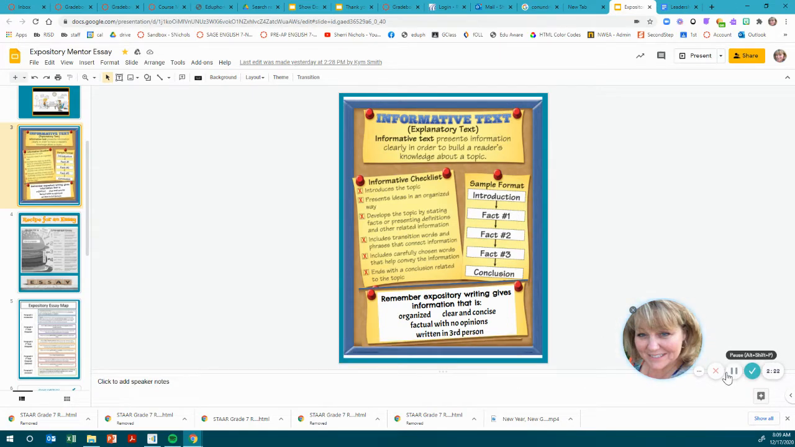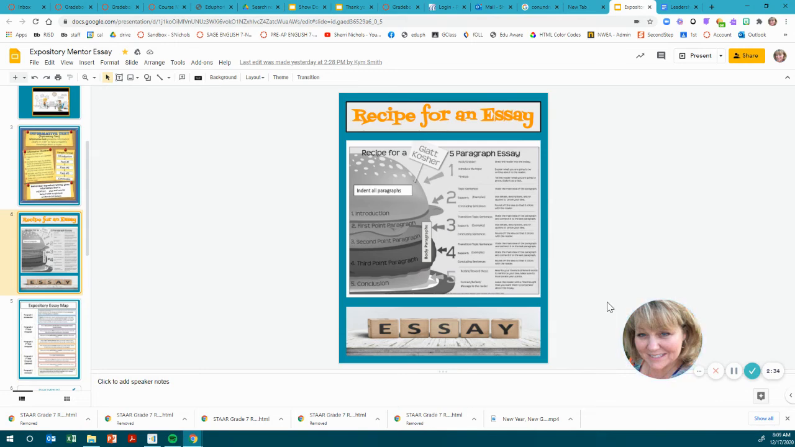Remember that expository writing gives information that is organized, clear, concise, factual, with really no opinions, but definitely you're writing interesting, and then you're writing in third person. We have what we call a recipe for an essay, and this is a graphic organizer that we will use throughout the year, and it just talks about reminders like you indent all the paragraphs, and your introduction would be your hook, and then you introduce the topic, and then you have your thesis, which is what we call hit, and then we have our first point paragraph, which is body paragraph 1.